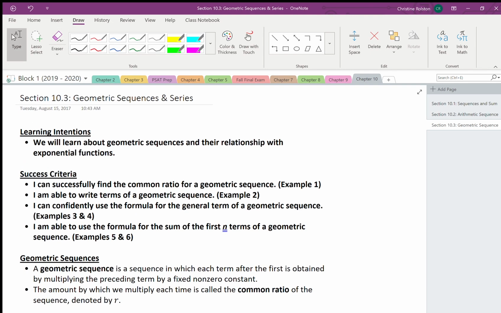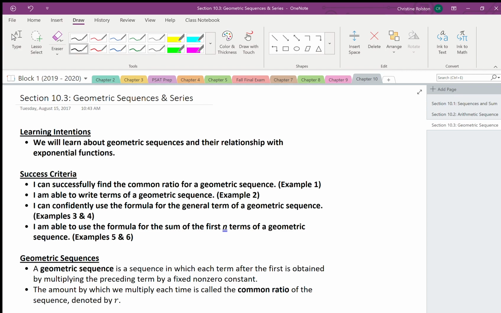Alright everyone, so we have watched 10.2, maybe we started the homework a little bit. Now 10.3 is very similar. Instead of an arithmetic sequence and series where the pattern is to add or subtract a constant, now we have a geometric sequence, where the pattern is now to multiply or divide.